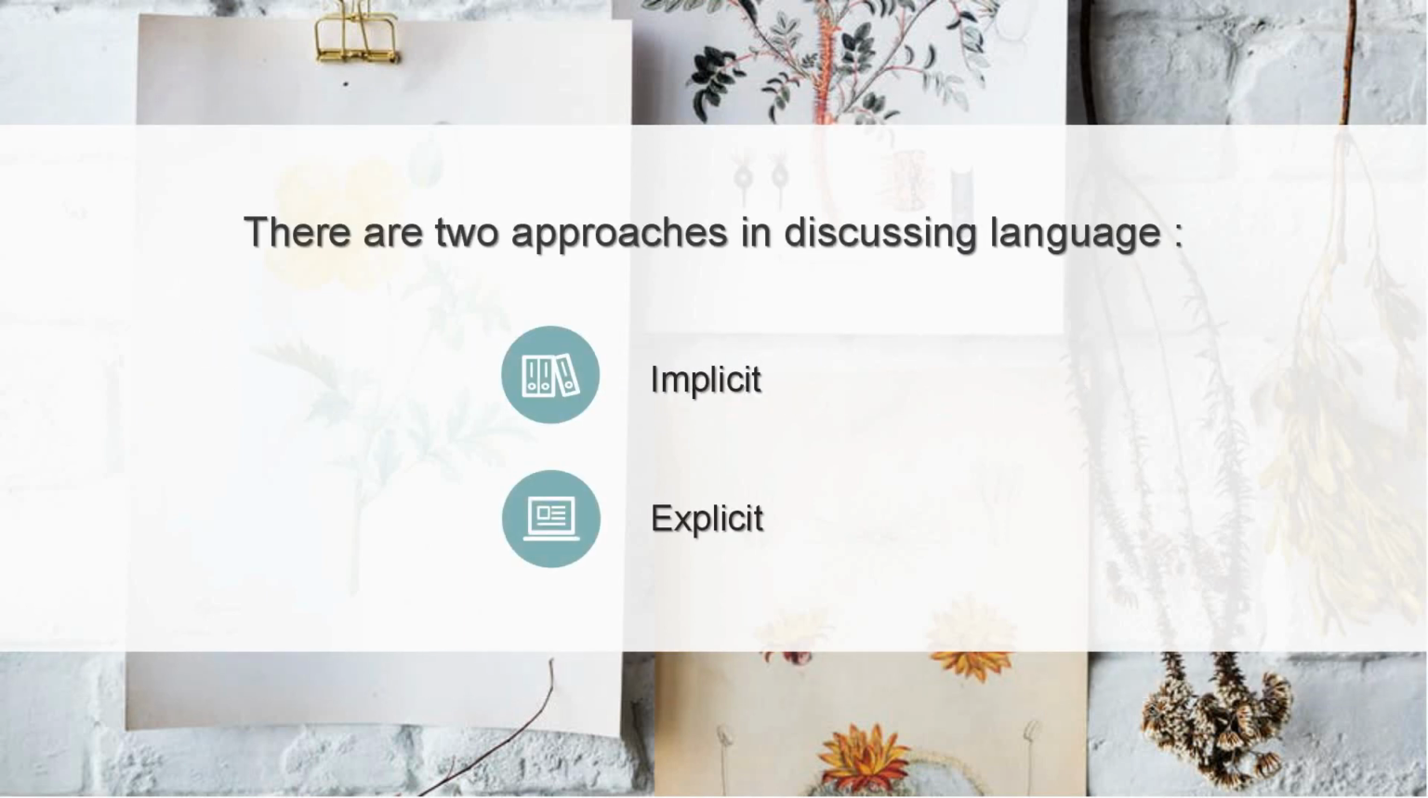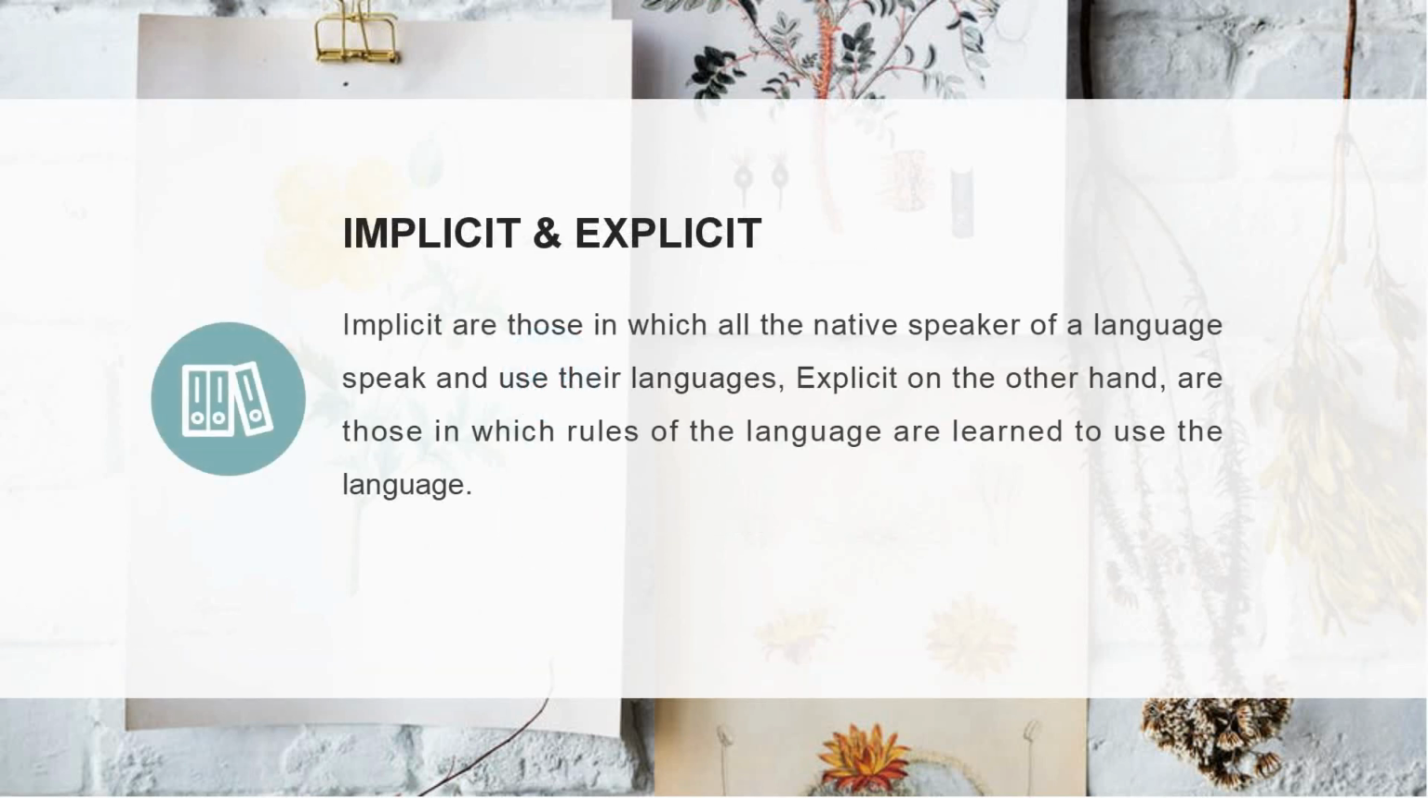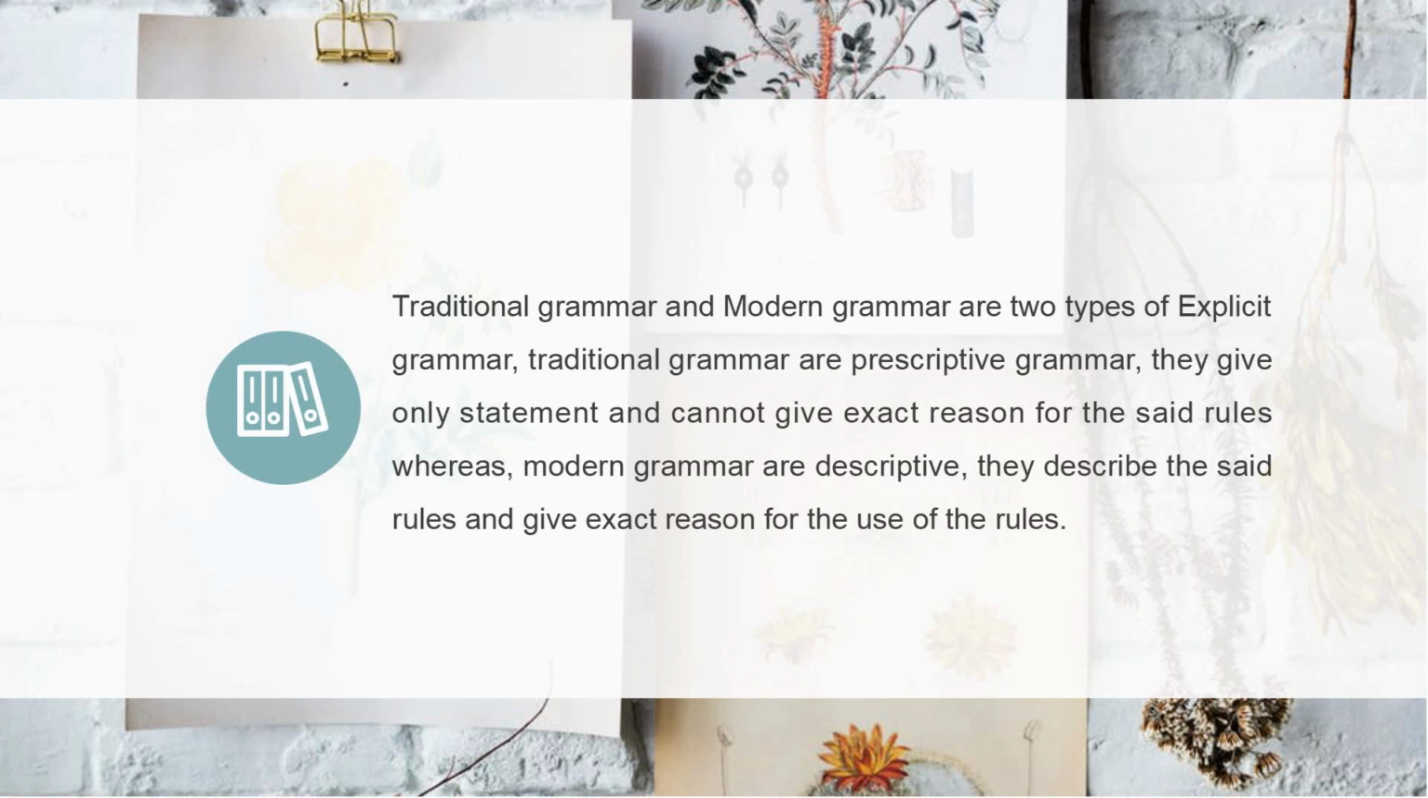There are two approaches in discussing language. The first one is implicit and the second one is explicit. So let us see what is implicit and explicit. Implicit are those in which all the native speakers of a language speak and use their languages. Explicit, on the other hand, are those in which rules of the language are learned to use the language. Traditional grammar and modern grammar are two types of explicit grammar.